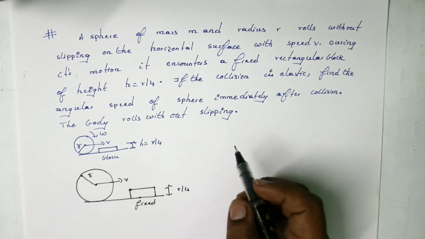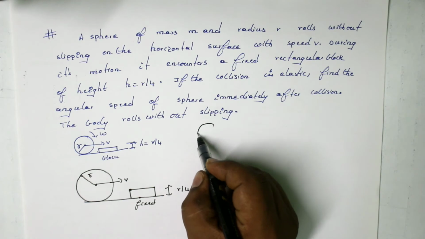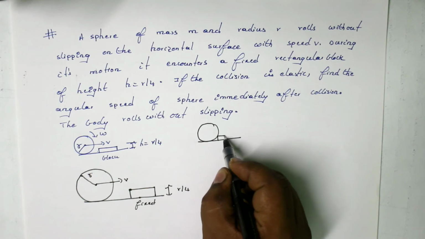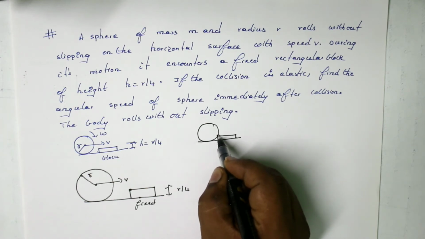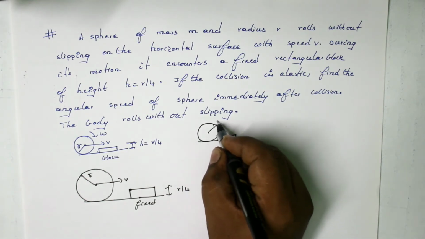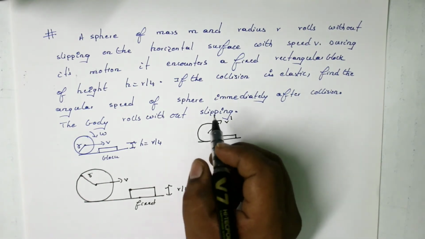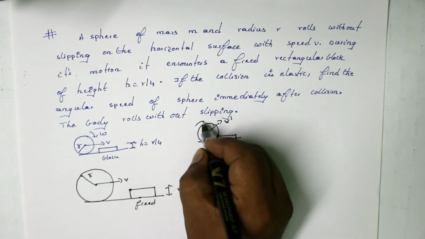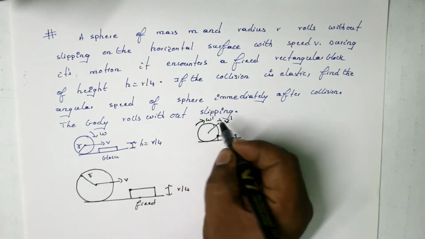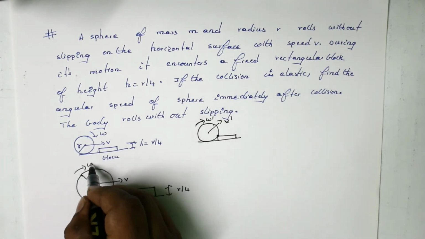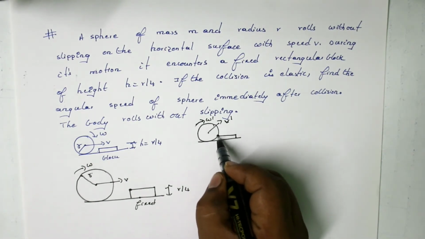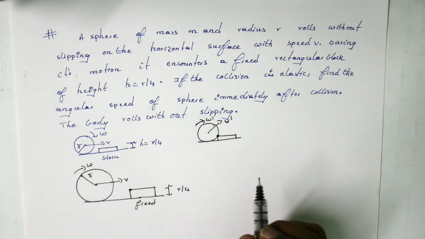If I draw that picture also, then I can draw like this. So this is the sphere, and this is the fixed block. Now rotation starts around this point. So the velocity after collision, I can write as v dash, and its angular velocity has also changed. Now I can call its angular velocity omega dash, if previously its angular velocity is omega. Now if I study the axis of rotation, this becomes my temporary axis of rotation.